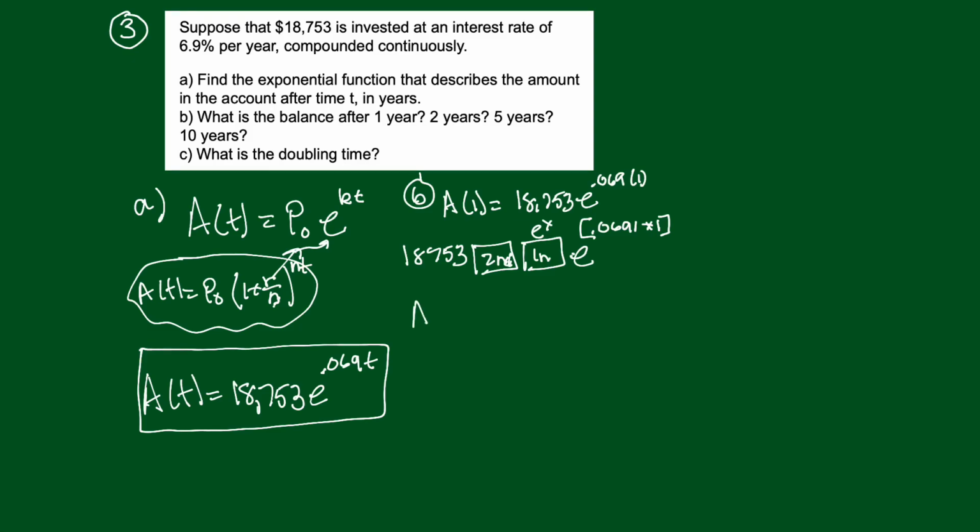And I got that the amount after 1 year is 20,092 point, it's money, so I'm going to round off to 2 places. So after 1 year, here's the amount, 20,092 and 64 cents.